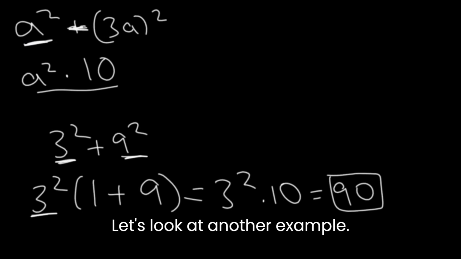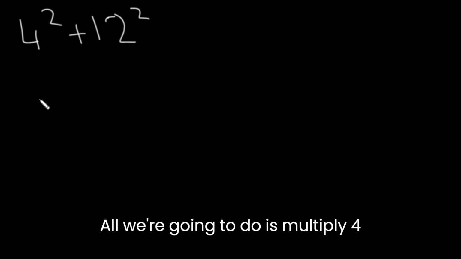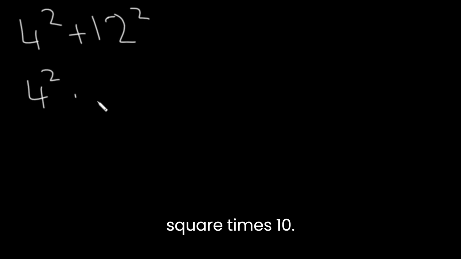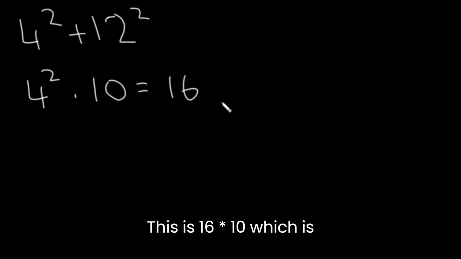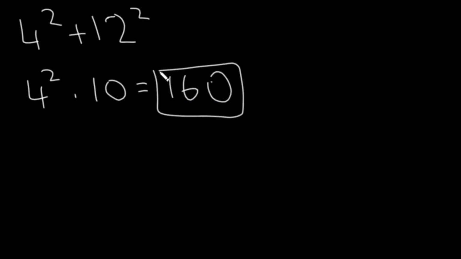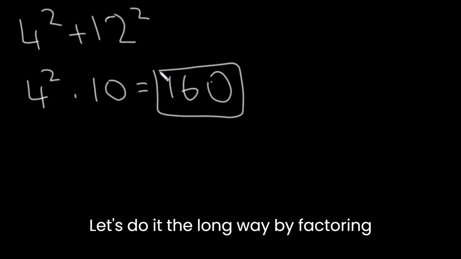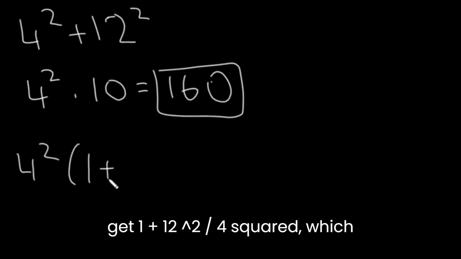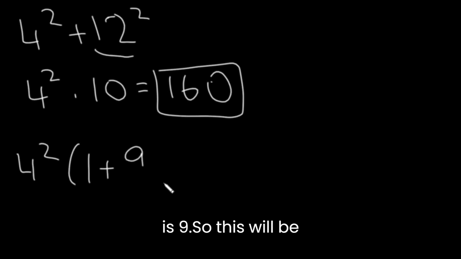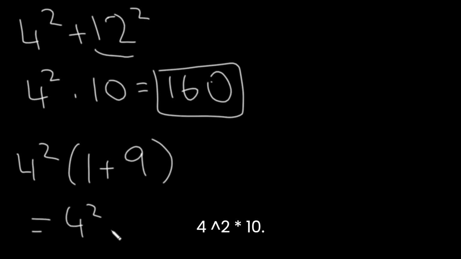Let's look at another example. Let's say we have 4 squared plus 12 squared. All we're going to do is multiply 4 squared times 10. This is 16 times 10, which is 160. Let's do it the long way by factoring it. So we factor out the 4 squared, so we get 1 plus 12 squared divided by 4 squared, which is 9. So this will be 4 squared times 10, which will be 160.